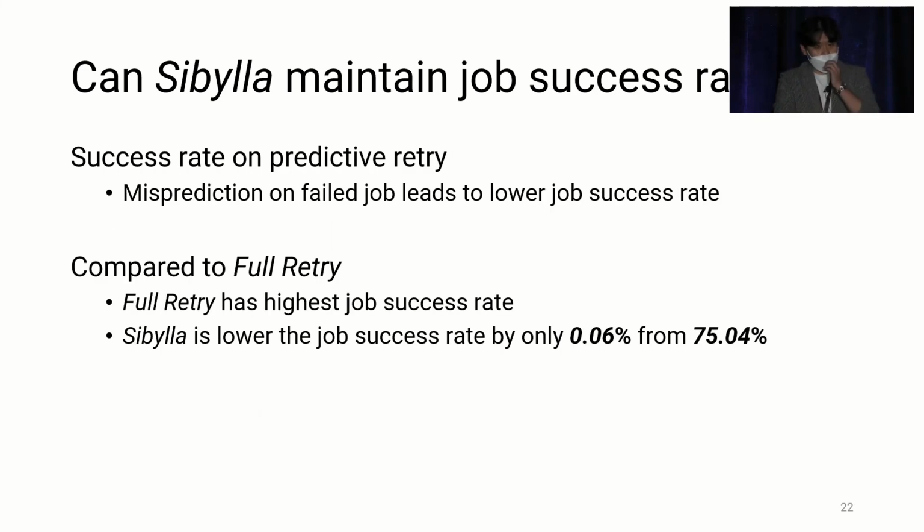The last question is, can Sibylla maintain a high job success rate with predictive retrying? When a misprediction happens in an NDT failure, some NDT failures are killed without retry. This affects the job success rate. Since Sibylla's prediction is not 100% accurate, I'm showing the effect of Sibylla on job success rate here. Compared with the full retry, which achieved the highest success rate, Sibylla's success rate is only 0.06% lower. So in conclusion, Sibylla can provide a high job success rate while reducing resource waste.